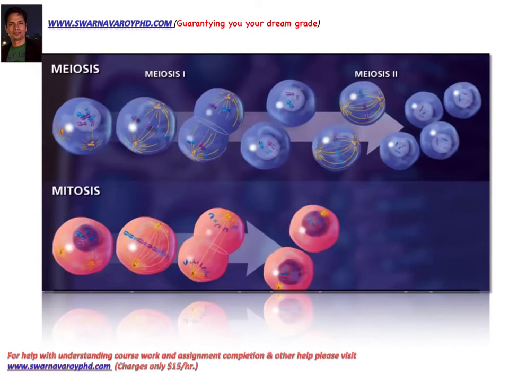So this is the overview of meiosis and mitosis. And you can see that meiosis has meiosis 1 and meiosis 2, which is different from mitosis. And meiosis 2 is similar to mitosis, where the chromosome number is maintained, while in meiosis 1, there is reduction division, the chromosome number reduces.